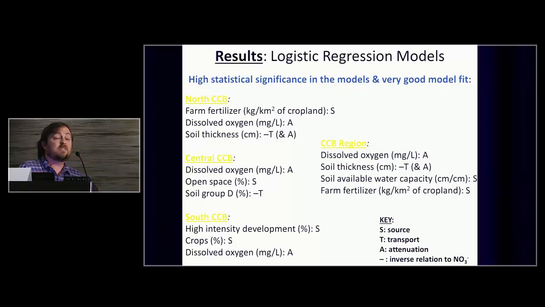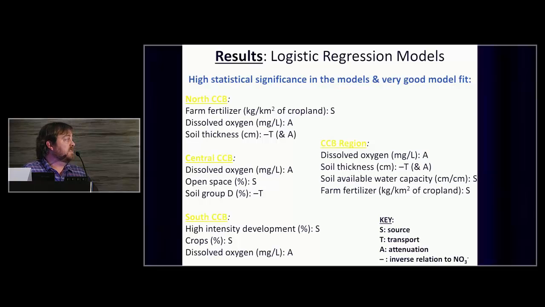I've listed the explanatory variables from having the most significance in the model to the least, and then STA, again, source transport attenuation. And what you can notice right off the bat is these models all have different explanatory variables in them. So using, for example, the regional model in the north, you're not going to have very good model predictions by doing that. So you really want to focus on whatever region your basin is in and think about those variables that are most important at that particular scale.